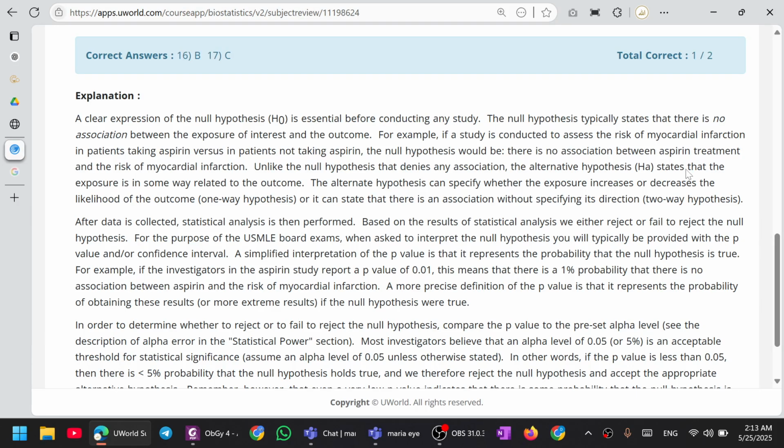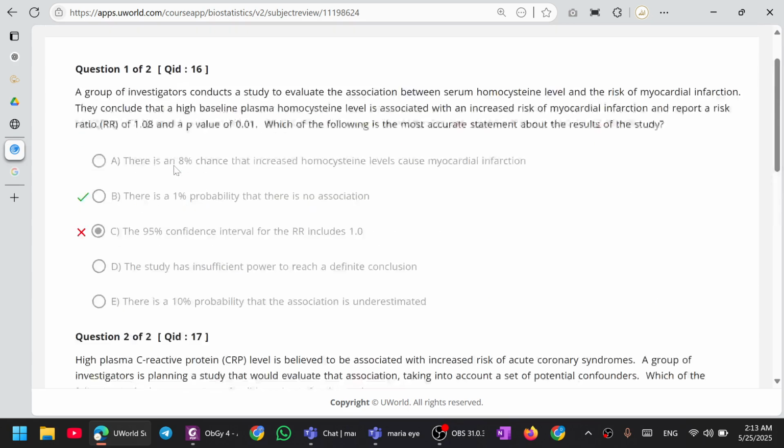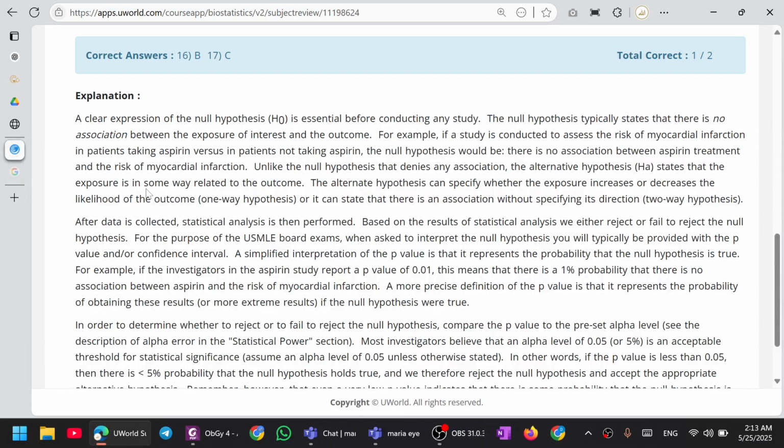The null hypothesis states that there is no association between the exposure of interest and the outcome. For example, if a study is conducted to assess the risk of MI in patients taking aspirin versus in patients not taking aspirin, the null hypothesis would be there is no association between the aspirin treatment and the risk of myocardial infarction.